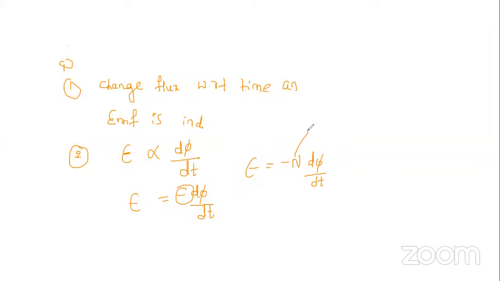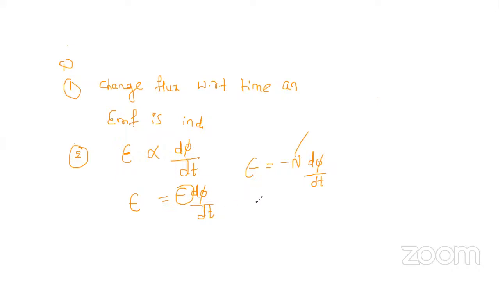dΦ by dt is what? It is the rate of change of magnetic flux. dΦ by dt is the rate of change of magnetic flux. So the negative sign is indicating there is a decrease in the magnetic flux with respect to the time.